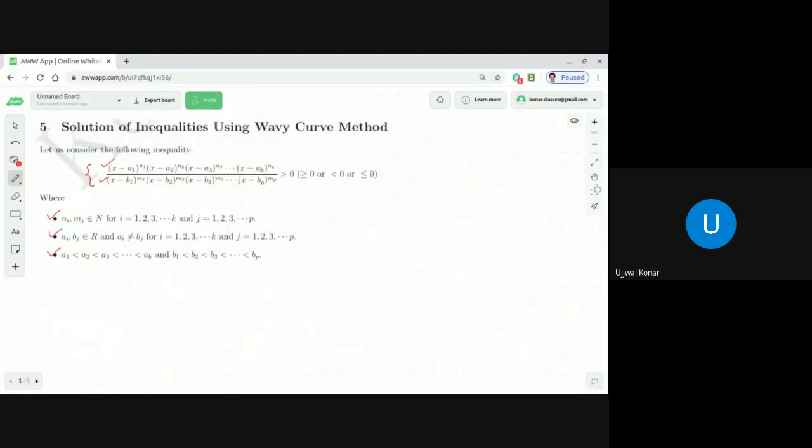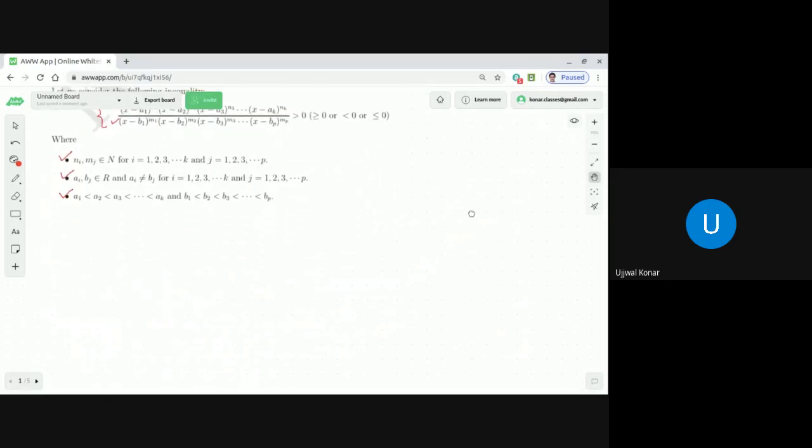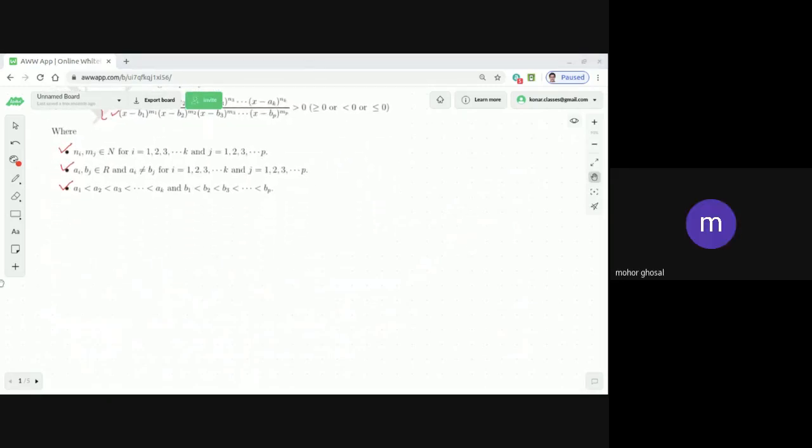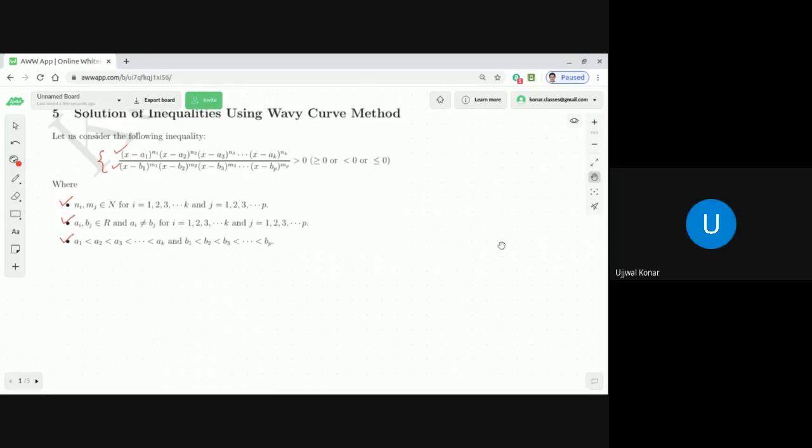Now I'm coming to the first page, from where I started. Correct, not dear students? So what is our first learning? What we are going to do here is find the solution to this inequality, as you see, dear students: (x minus a1) power n1 into (x minus a2) power n2 into (x minus a3) power n3 and so on up to (x minus ak) power nk, divided by (x minus b1) power m1 into (x minus b2) power m2 into (x minus b3) power m3 and so on up to (x minus bp) power mp, greater than 0 or greater than or equal to 0 or less than 0 or less than or equal to 0. This solution we are going to find.